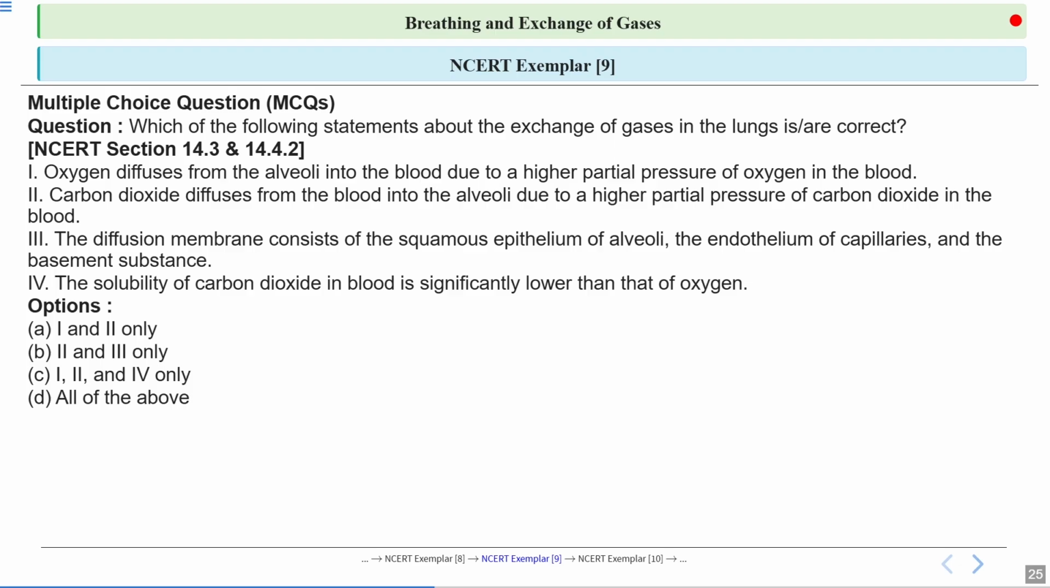in the blood. Third, the diffusion membrane consists of the squamous epithelium of alveoli, the endothelium of the capillaries, and the basement substance. And fourth, the solubility of carbon dioxide in blood is significantly lower than that of oxygen. Now the options are as follows. A, first and second only. B, second and third only. C, first, second and fourth only. And option D, all of the above. Let us see the answer of this question.